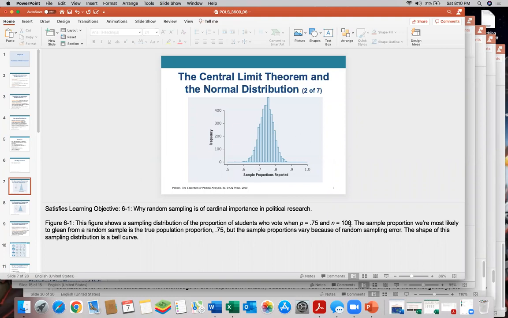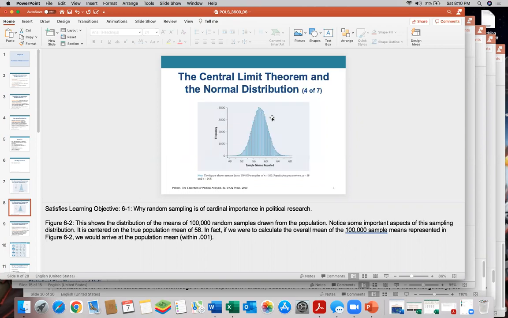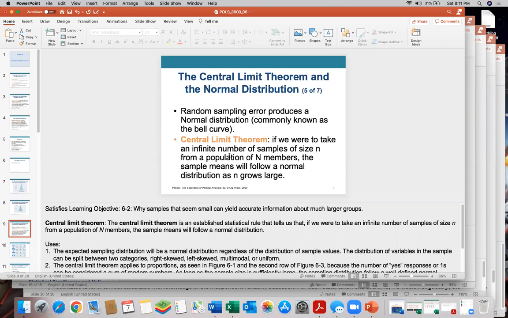So n equals 100, and you see how we have this bell curve. It's not super clean, but it still has that overall shape. But then when you get up here to 100,000, it's got a much cleaner shape going all the way around. And here it is: if we take an infinite number of sample sizes from a population of n members, the sample means would follow a normal distribution as it grows large. A normal distribution is that bell curve.